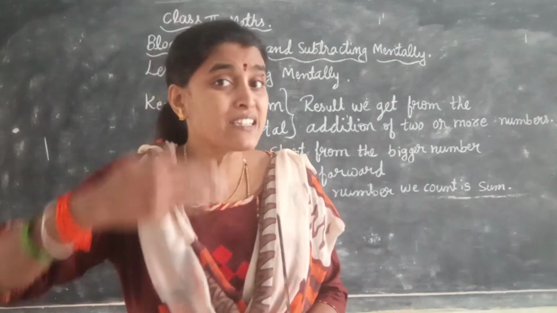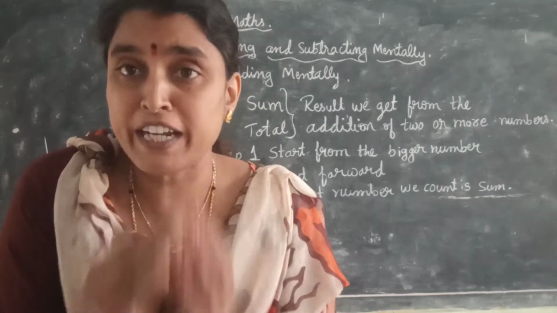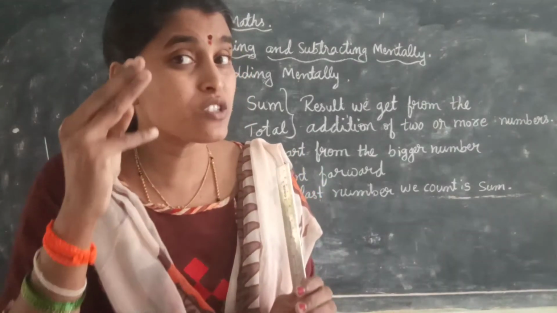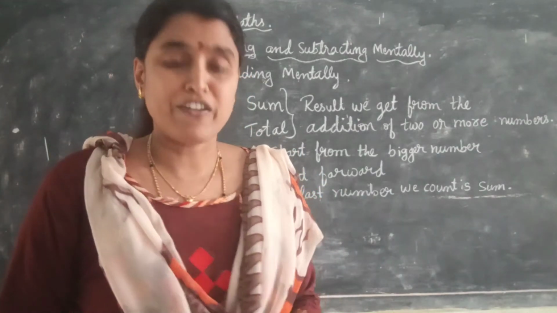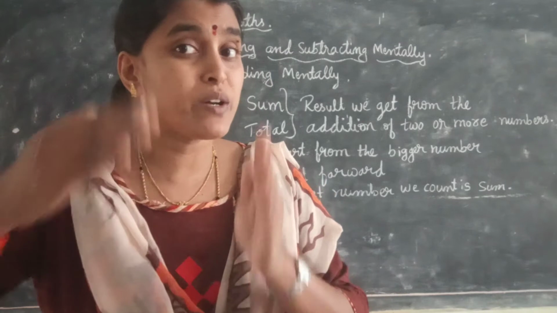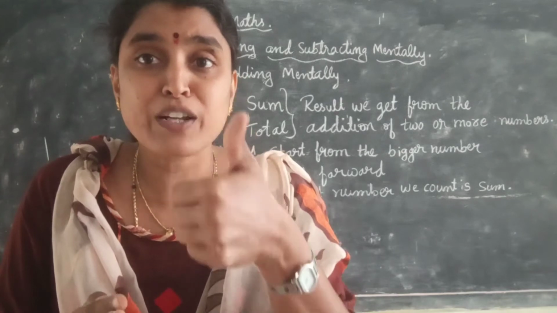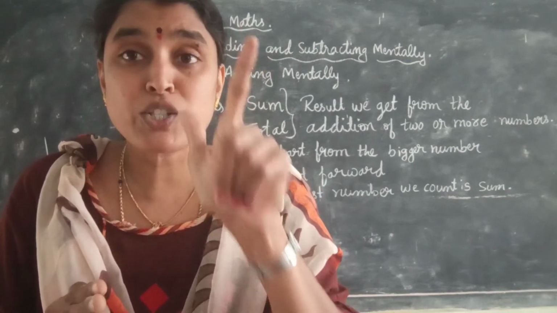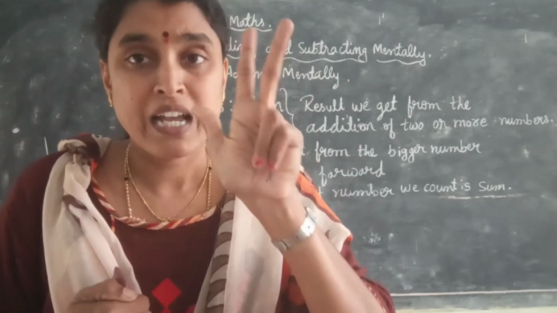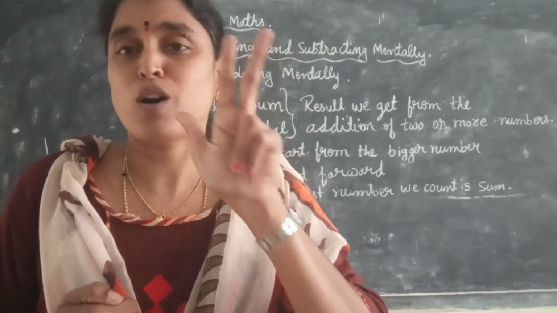Children, while adding the numbers by counting forward, we need to follow some steps. To find a sum of two numbers, we have to follow three steps. Which are those three steps? I'll teach you one by one. As I told already, when you want to add two numbers, you need to follow three steps. Step number 1 is start from the bigger number. Step number 2 is count forward as many times as the smaller number. And step number 3 is the number we count last is the sum or answer.